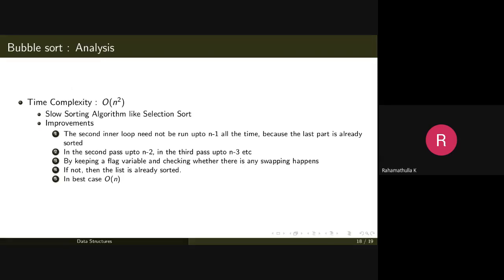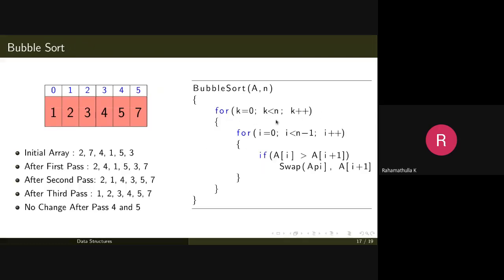Now let's look at the analysis of this sorting algorithm. The time complexity of the algorithm is order of n square. It's a slow sorting algorithm like selection sort. Here you can see that you have a for loop which is running through 0 to n, and we have another for loop inside that for loop, which is also running through 0 to n minus 1 times. So n into n, it will be taking order of n square time. So it's a very slow sorting algorithm compared to many other sorting algorithms like merge sort, quick sort, and all.